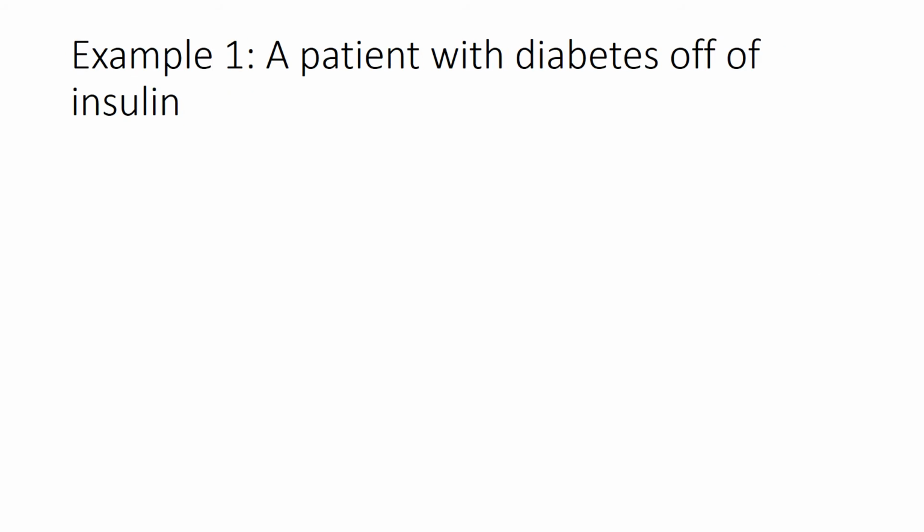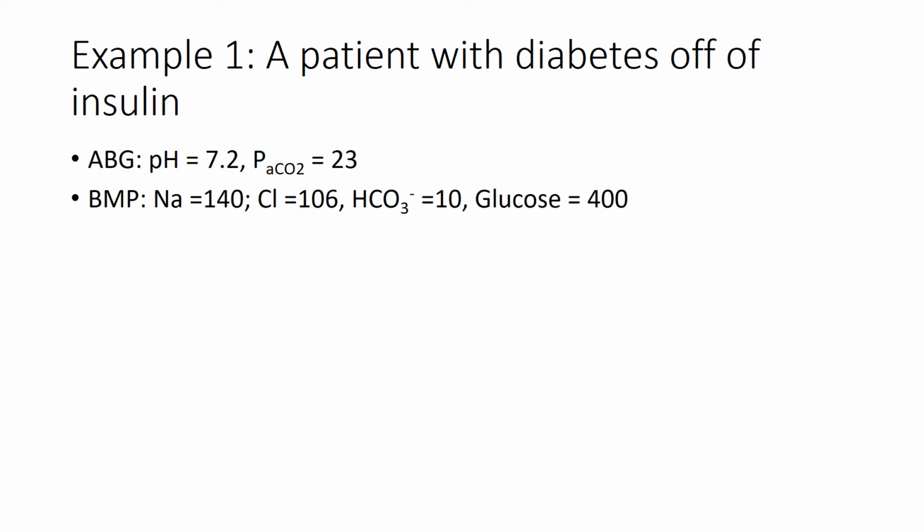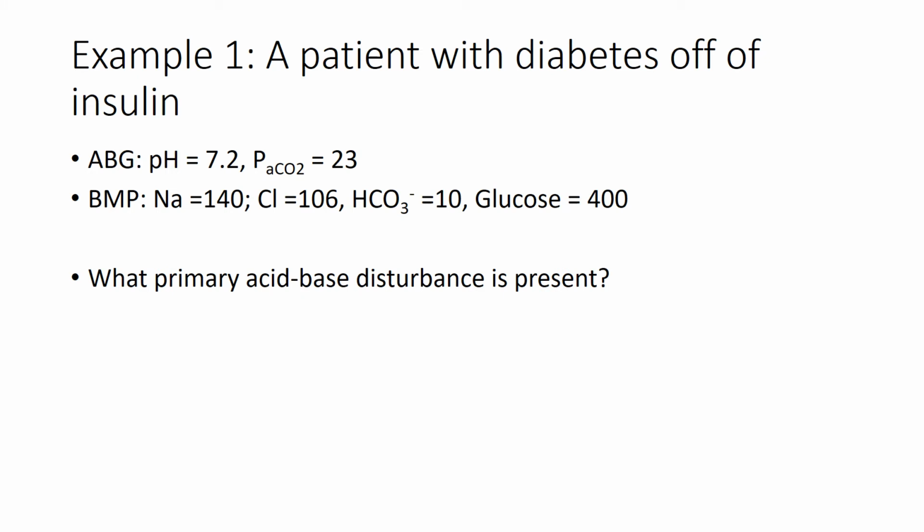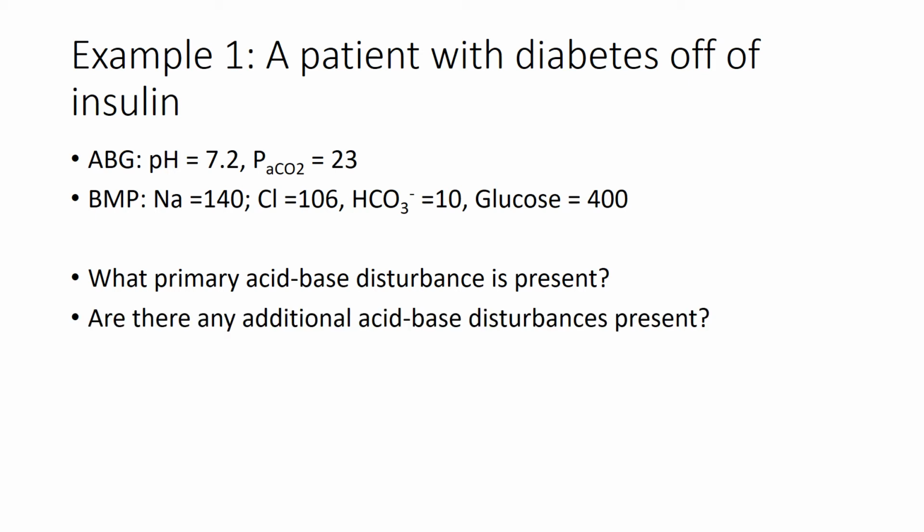So let's do some examples. A patient with diabetes off of his insulin comes in, and these are the values we see. His ABG shows a pH of 7.2, partial pressure of CO2 is 23, the BMP shows a sodium of 140, chloride of 106, bicarb of 10, and glucose of 400. So we ask ourselves 2 questions. First, what is the primary acid-base disturbance that is present? And are there any additional acid-base disturbances present?